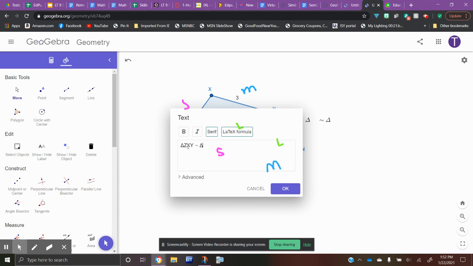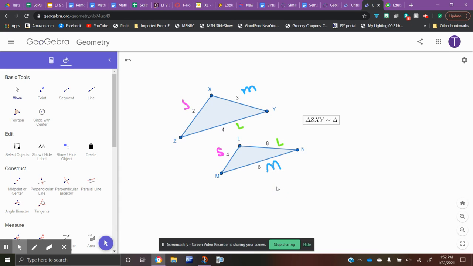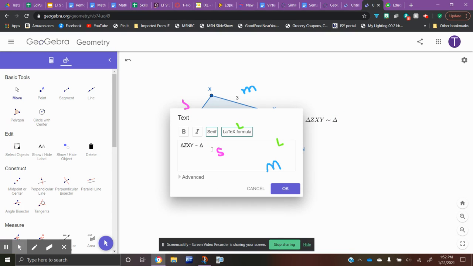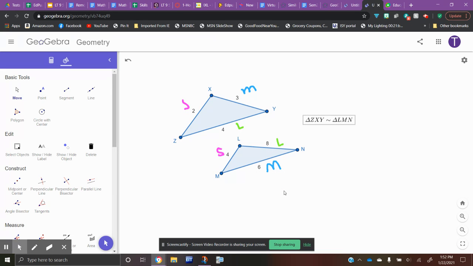And then my second triangle, if I go Z, X, Y, so that was small, medium, large, then on this one I need to go small, medium, large. So that means I would go L, M, N. And now I have my triangle similarity statement that way.